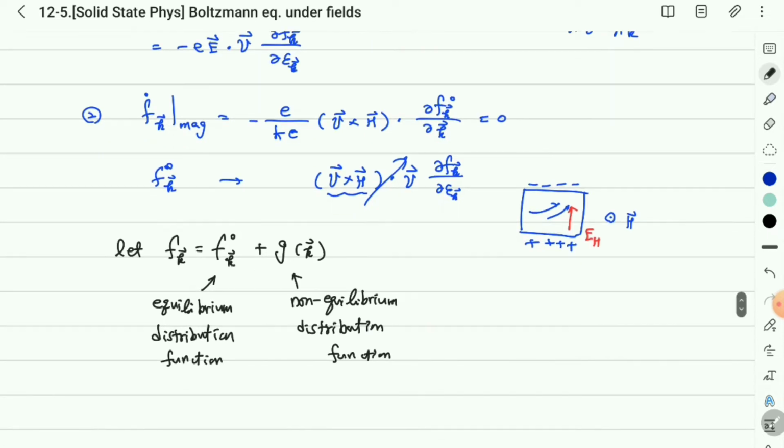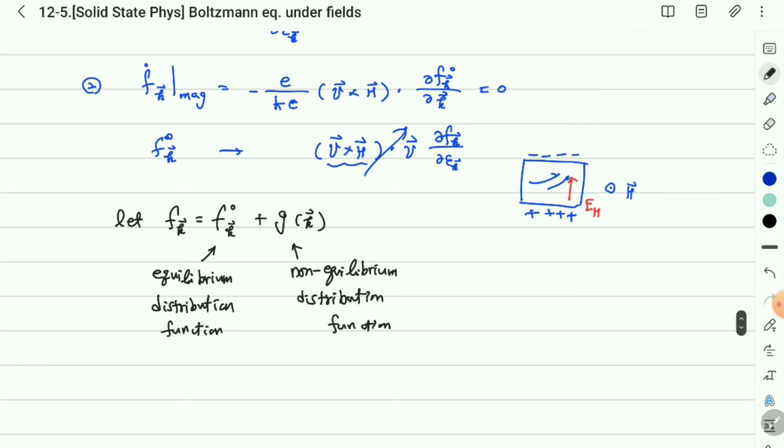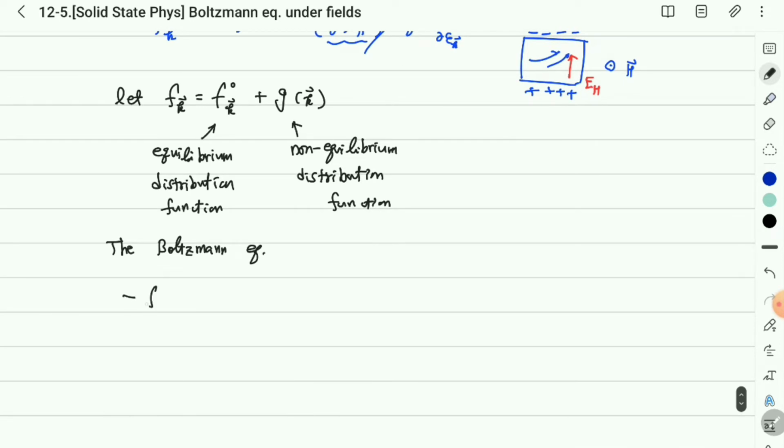Therefore, in this Boltzmann equation, the equilibrium distribution function does not contribute to the transport properties. Therefore, the Boltzmann equation in the magnetic field becomes minus Fk dot for scattering is minus E dot V. It is a diffusion, the Fk0 and the partial epsilon K. But in the diffusion case, the equilibrium state can be considered.